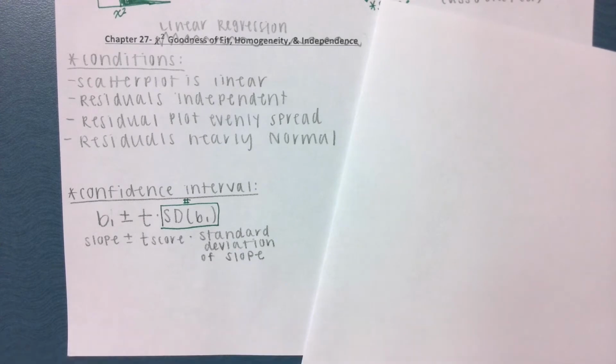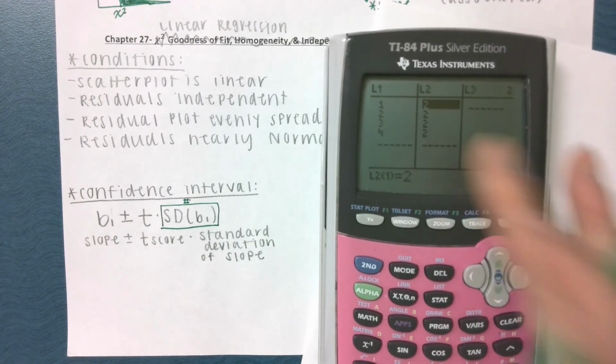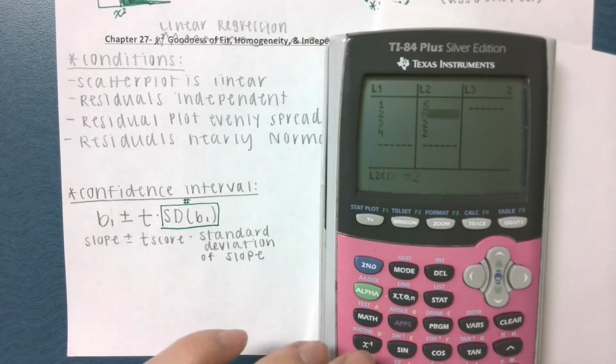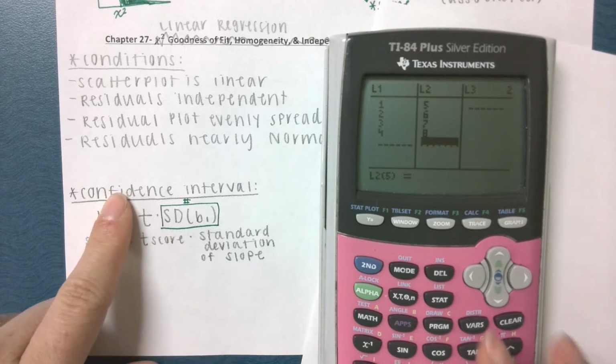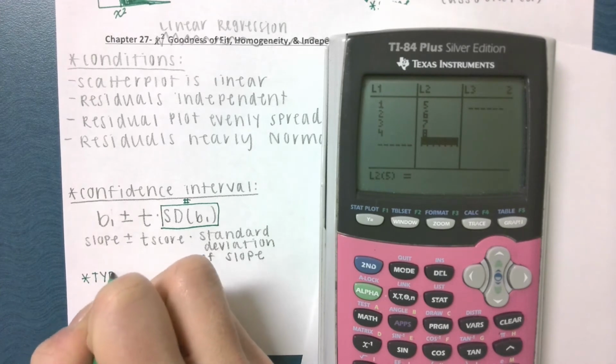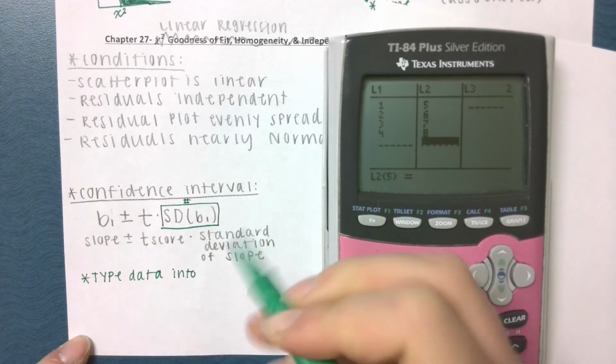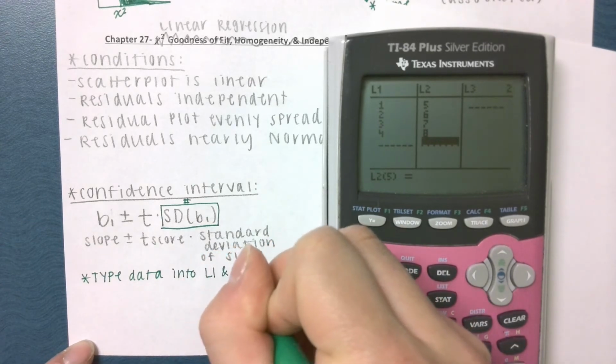Okay, if you were asked to create this confidence interval in your calculator, we would first have to have data typed into our L1 and L2. I'm going to change these into, let's do 5, 6, 7, 8. Those all 2s would be pretty boring. It's still going to be boring, but you get the idea. So if I'm making this confidence interval, once I have data in L1 and L2, I'm going to start there, type data into L1 and L2.